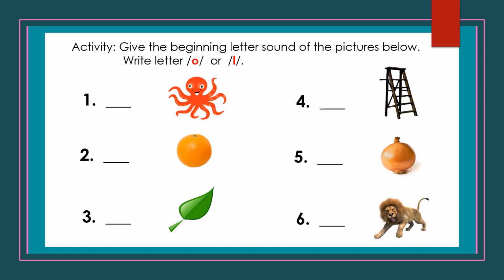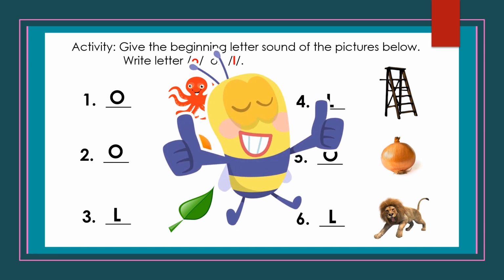Let's check. Number 1. Octopus. Orange. Leaf. Ladder. Onion. Lion. Good job, kids.